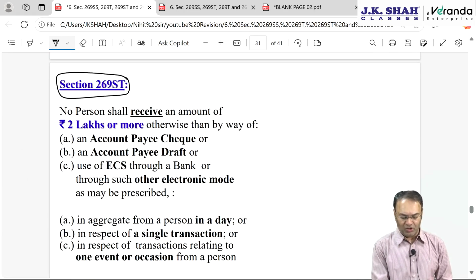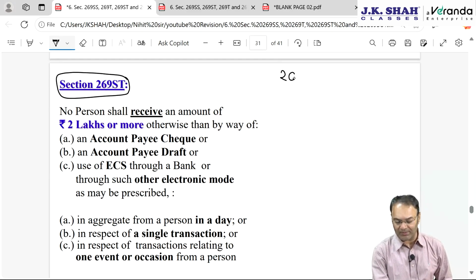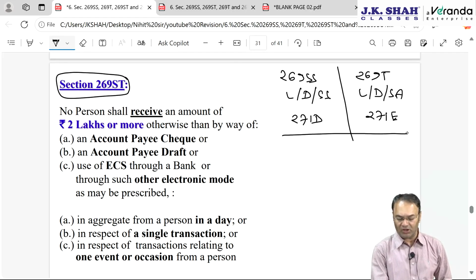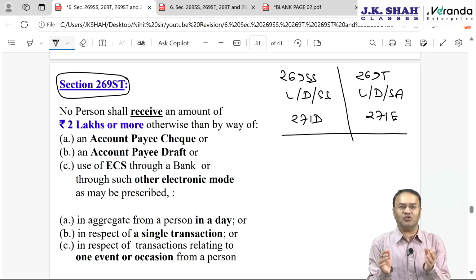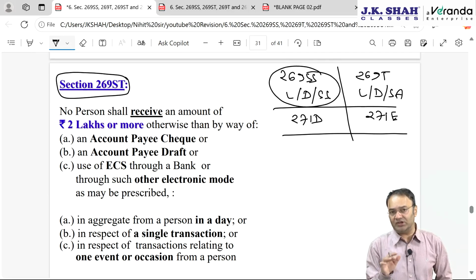269ST now. 269ST and SU, two small sections. 269SS was applicable on taking of loan deposit or specified sum. 269T in connection with that was applicable in case of repayment of loan deposit or specified advance. Penalty under 271D, here penalty under 271E. 271D, 271E, both are complementing each other. It's a package of two sections, or 2 by 2, 4 sections, which is over. However, here purpose was given. The purpose of the transaction is loan deposit or specified sum, loan deposit or specified advance.